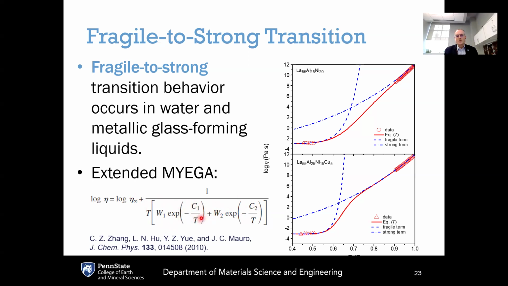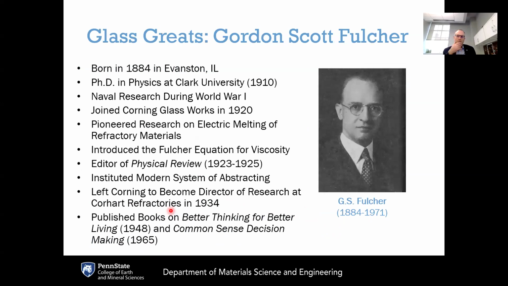One of those terms would be the strong term. The other term would be the fragile term. And when you put them together, you get the red curve shown here. And you can see that this is connecting both the fragile region at high temperatures and the strong region at low temperatures, all with a single expression. So this is observed in a lot of metallic glass forming systems. So just keep that in mind.